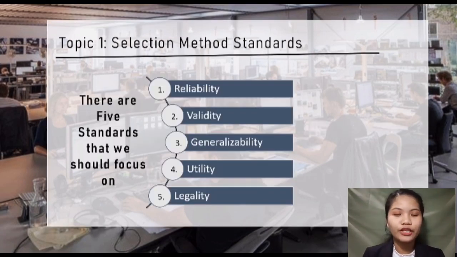There are 5 standards in the selection process. Number 1, reliability. Number 2, validity. Number 3, generalizability. Number 4, utility. And number 5, legality.